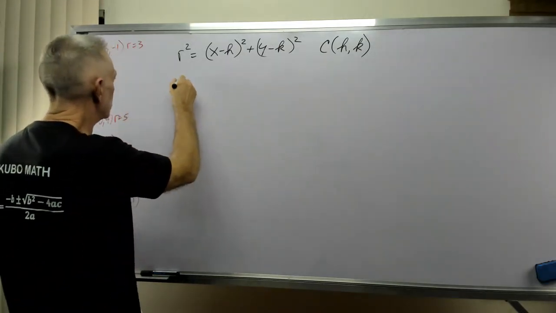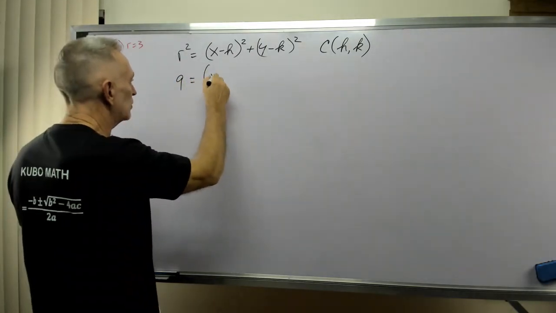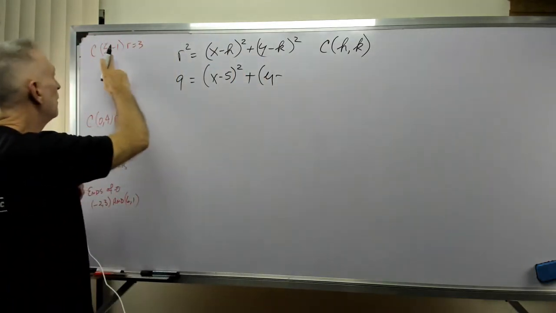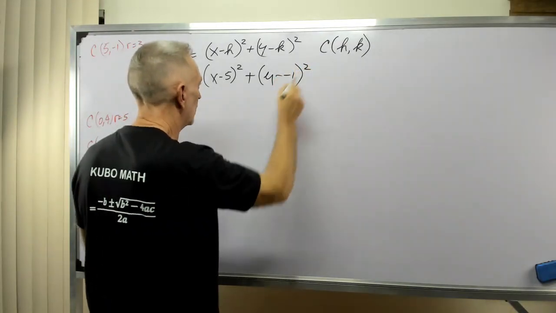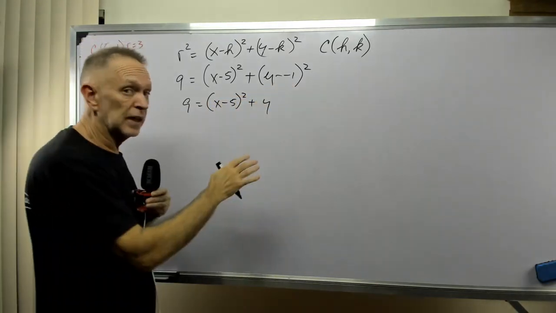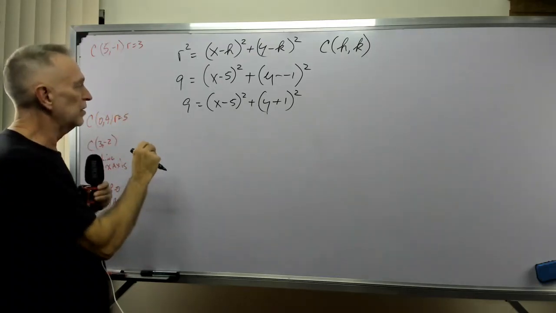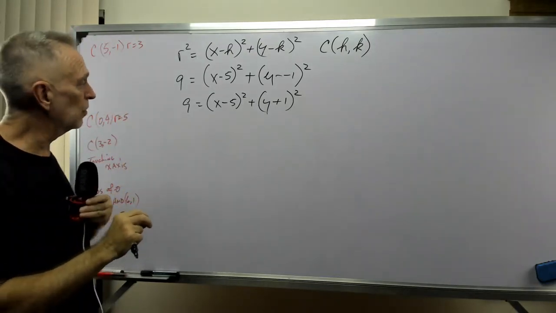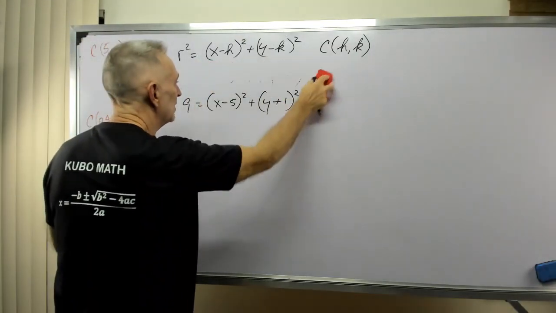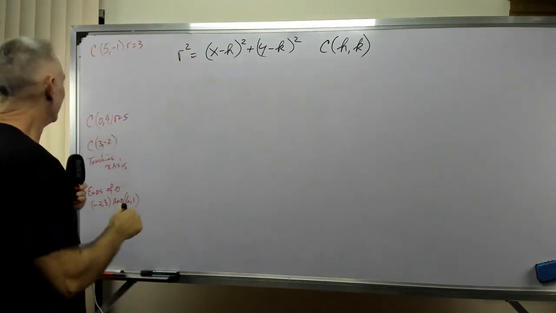Well, 3 squared is 9. 9 equals, I've got an h that's 5, so I've got x minus 5 squared plus y minus a minus 1 squared. So 9 equals x minus 5 squared plus y minus a negative, plus a positive. So that would be the equation of the circle with the center at 5, -1 and a radius of 3. Nothing to that. Well, I guess when you see it for the first time, you'll be like me, like, what is that? I understand. Okay, let's look at another one.